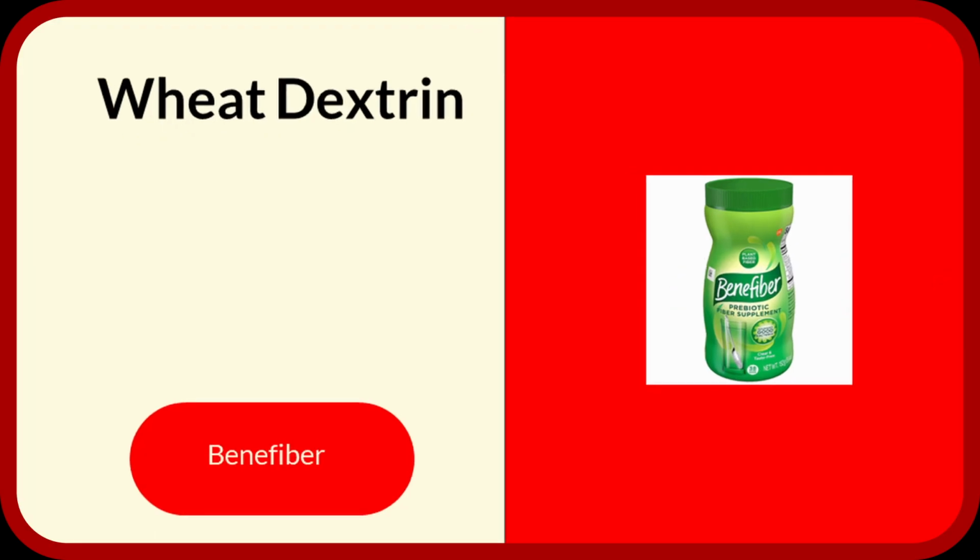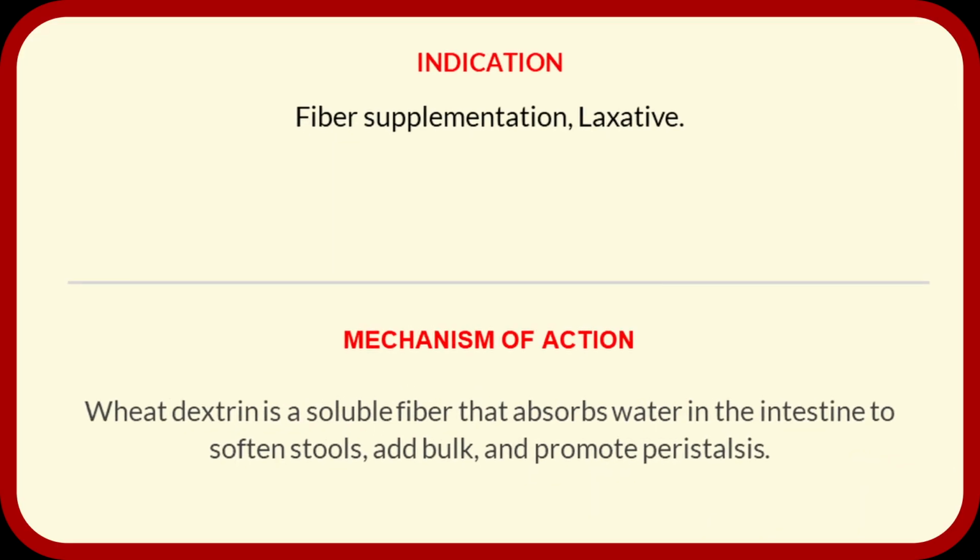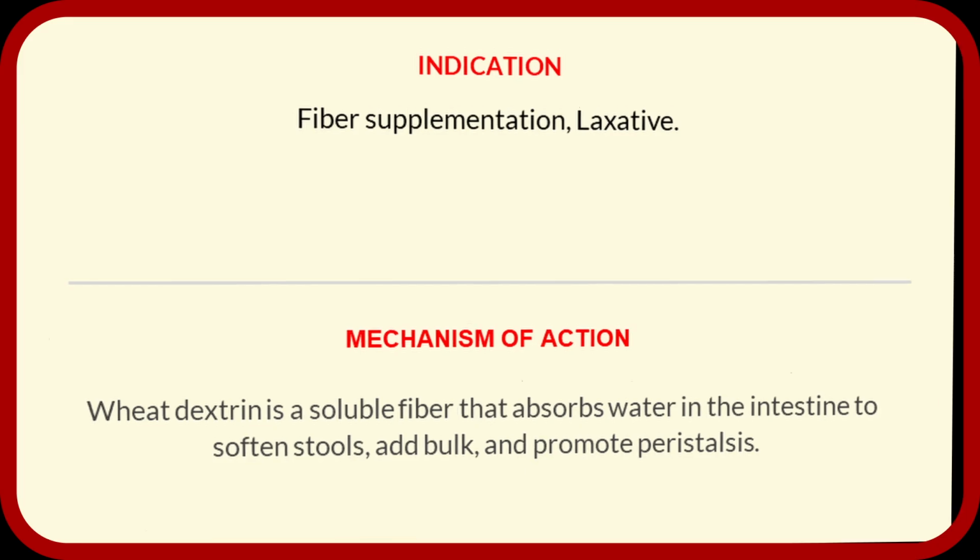Wheat dextrin, with the brand name Benefiber, is used for fiber supplementation and as a laxative. Wheat dextrin is a soluble fiber that absorbs water in the intestine to soften stools, add bulk, and promote peristalsis.